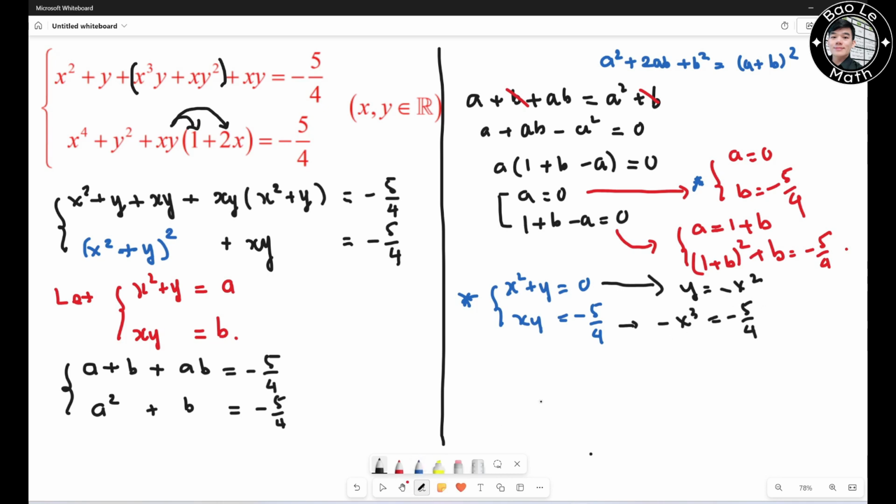Alright, so we multiply both sides by negative 1, so it turns out to be positive, right? Alright, we take cube root both sides, so it turns out to be x equals cube root of 5 over 4. So x equals cube root of 5 over 4, we substitute back over here. So y should be equal to negative cube root of 25 over 16. Alright, so we have the first solution right here. Now we're gonna deal with the second one, which is this guy right here.